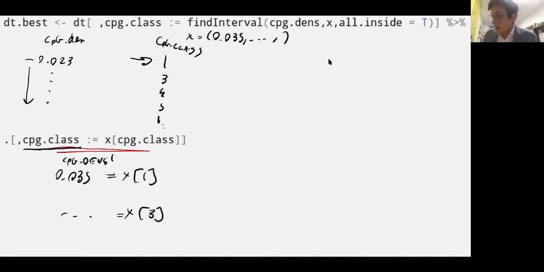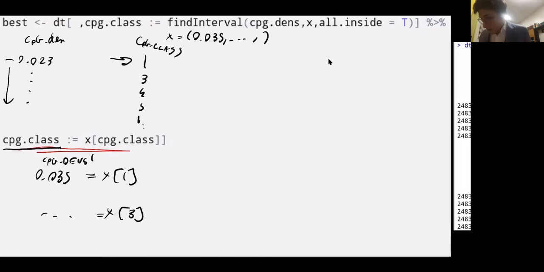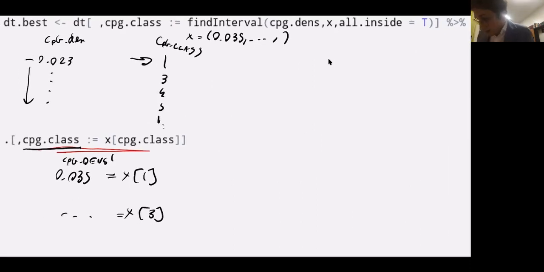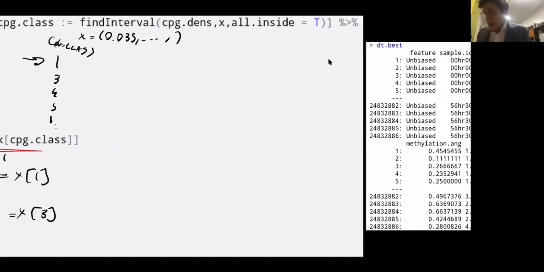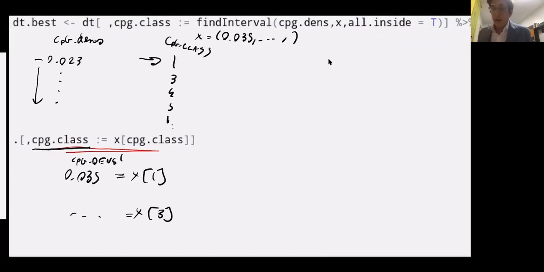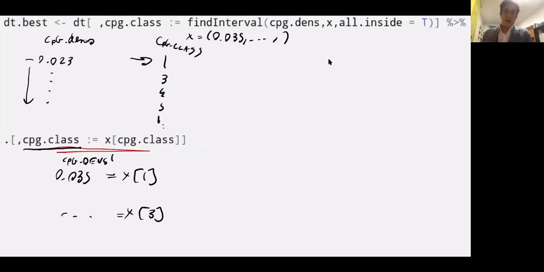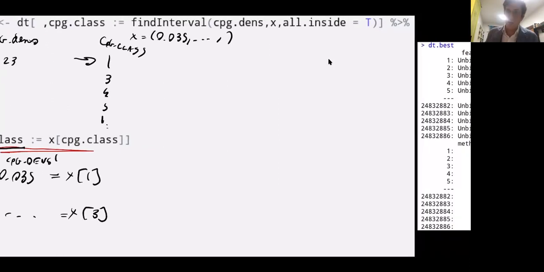I hope everything is clear up to now, and maybe even my handwriting was not as bad as always. Sometimes you can always do it inside the T, but here for simplicity, I just create a new data table that I call the T best. This is our new data table that we created based on the T, where we add this new column.